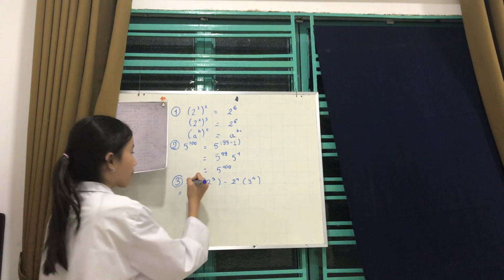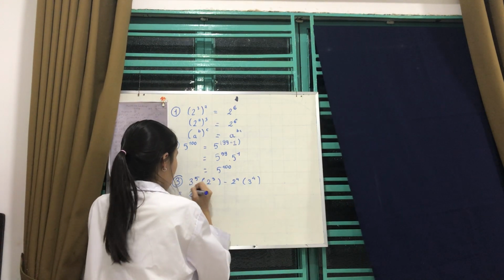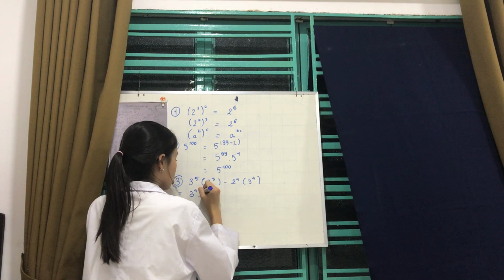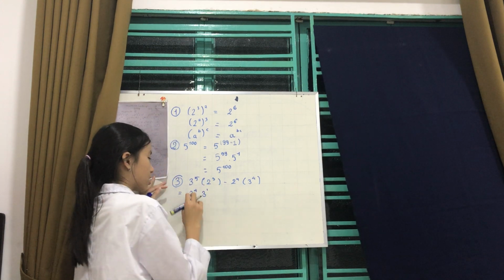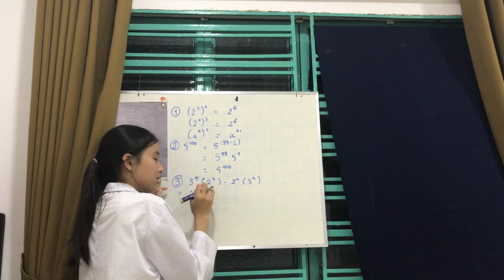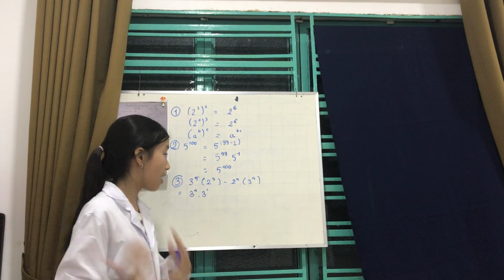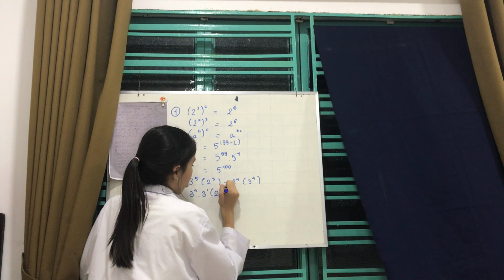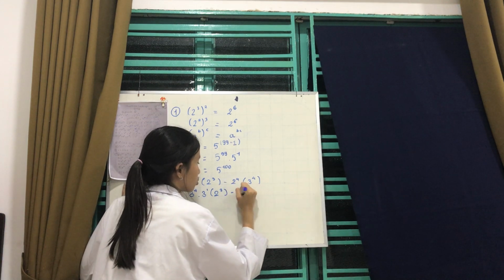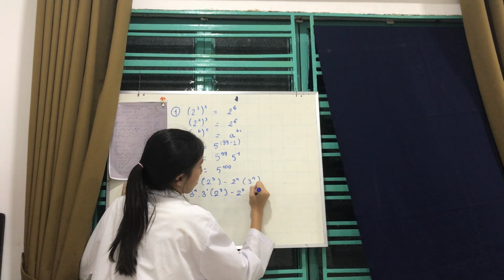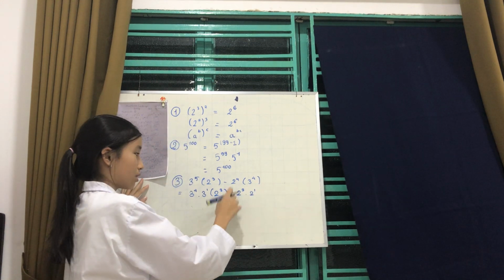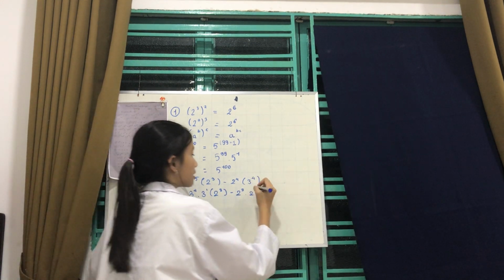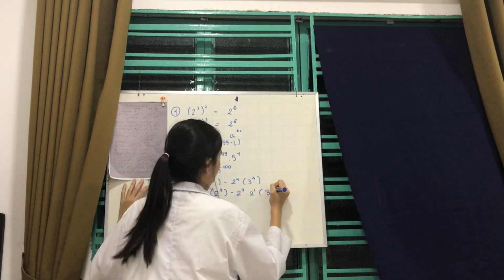Now, 3 to the power of 5 can equal 3 to the power of 4 times 3 to the power of 1, because this will equal 3 to the power of 4 plus 1, which will equal 3 to the power of 5. And then 2 to the power of 4 can equal 2 to the power of 3 times 2 to the power of 1, because this will equal 2 to the power of 4, times 3 to the power of 4.